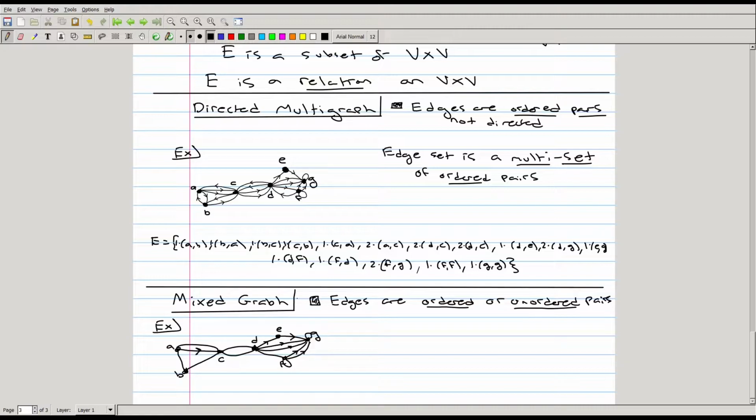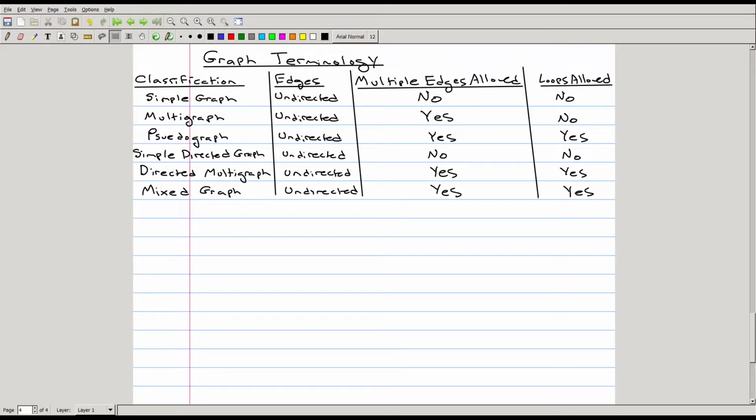And the edge set here is also going to be similar. It's going to be a collection of sets and ordered pairs, and I should say not just a set, but a multi-set. So the edge set will be a multi-set of ordered or unordered pairs. And this is the edge set for this example that I've drawn right here. All of this terminology can sometimes be confusing, so I've included a nice little table right here to help you understand and classify graphs yourself.